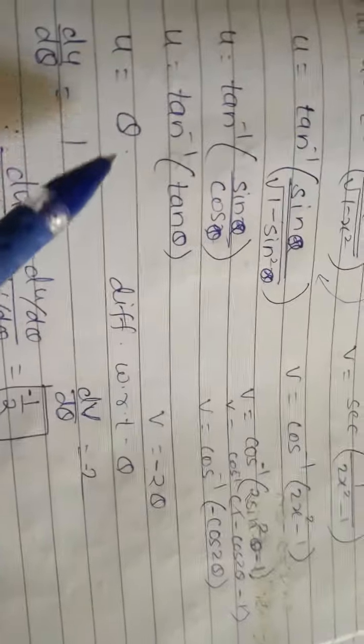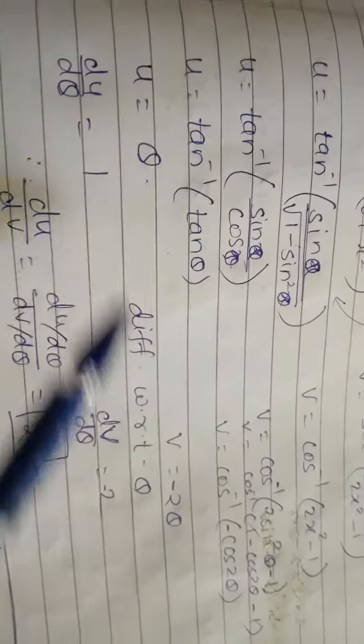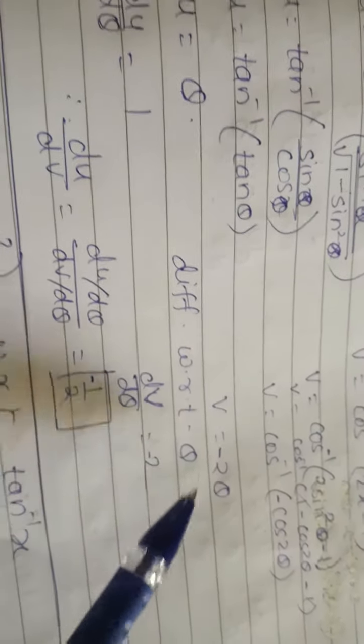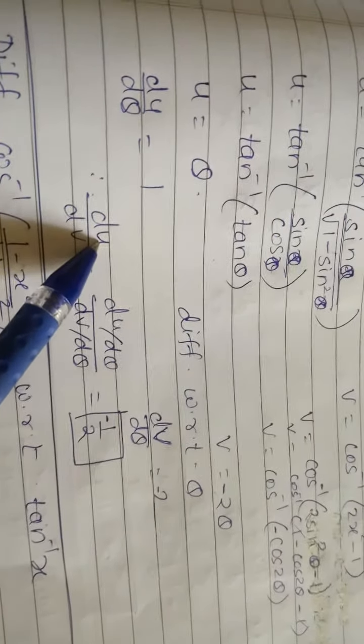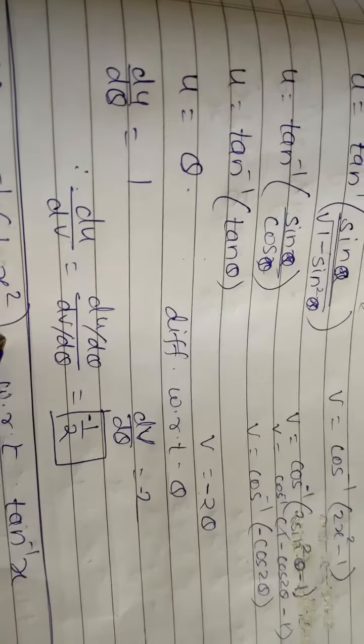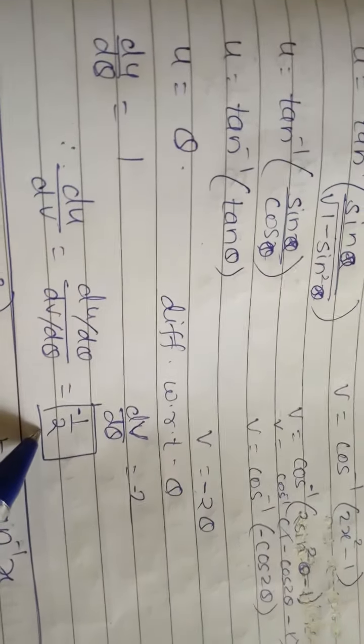And now we are going to differentiate both the functions with respect to theta. So du by d theta is equals to 1 and यहाँ पे dv by d theta is equals to minus 2. And so the final formula that is du by dv is equals to du by d theta upon dv by d theta. So यहाँ पे जो आंसर होगा वो 1 upon minus 2. So the answer is minus half.